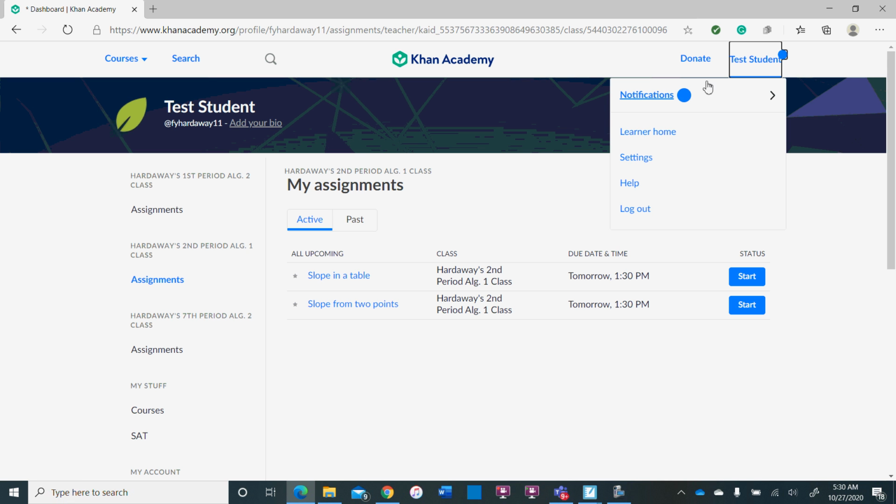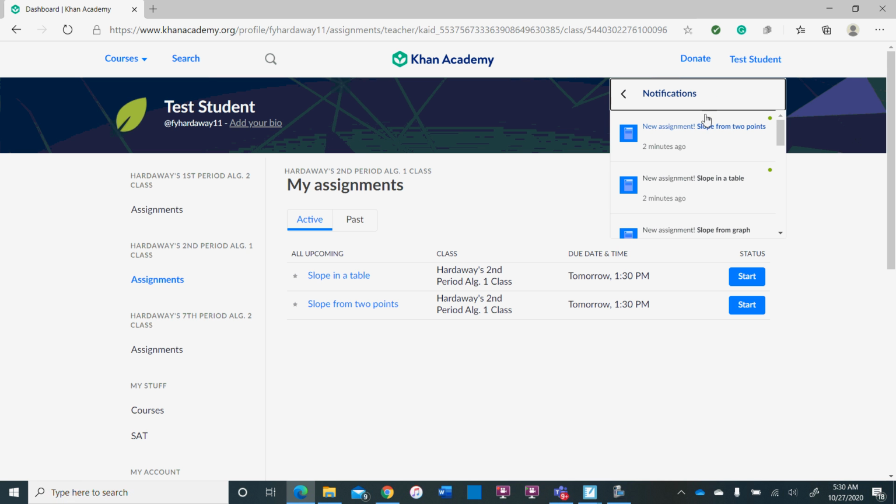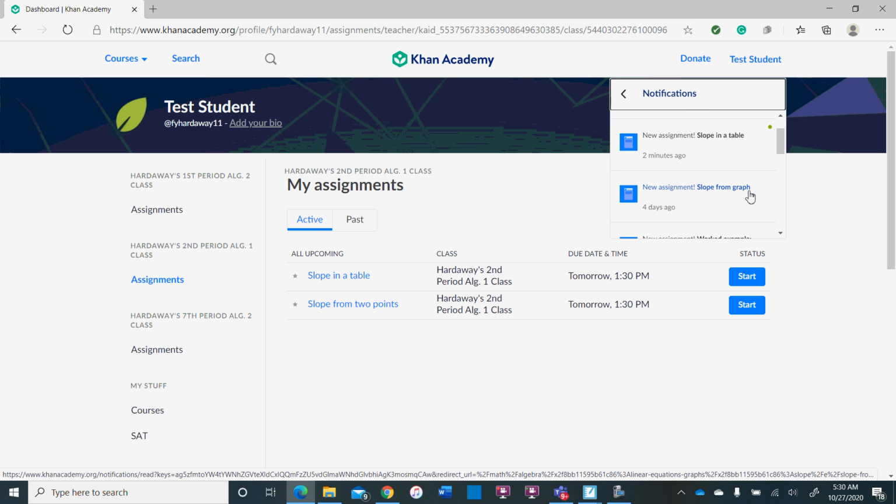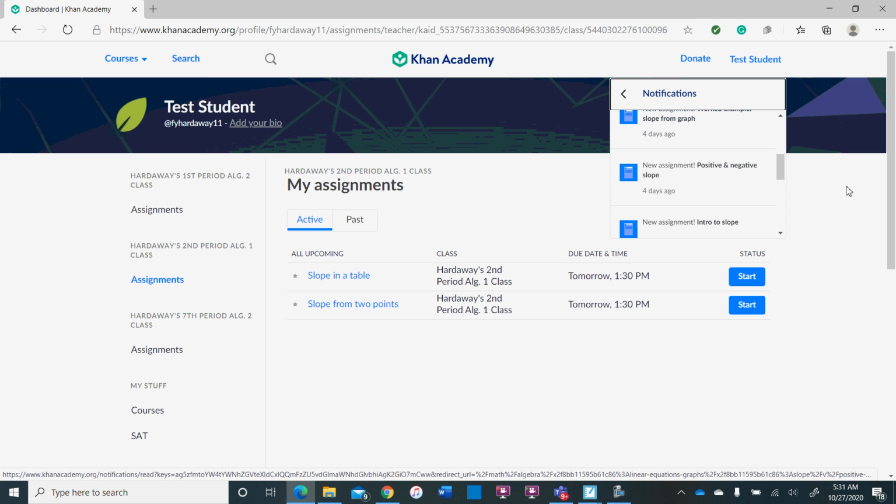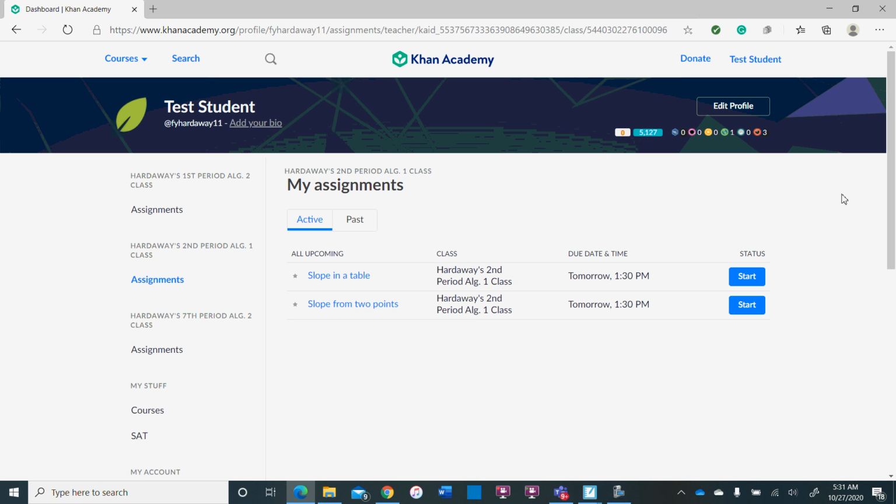And so if you click on your notifications, there's a new assignment that was given. There they are, those are green. And then there's some old assignments that need to be worked here as a test student. So you should see two items here: Slopes in a table, it's due tomorrow, and then Slopes and a point.